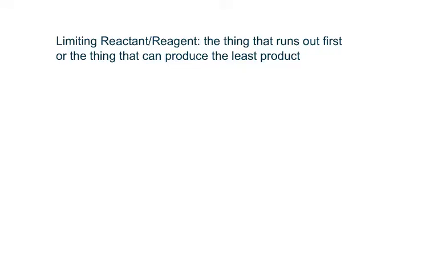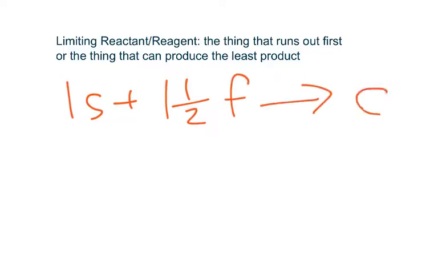In order to make a cake, let's say we need 1 cup of sugar and 1.5 cups of flour, and that will produce 1 cake. So in a way, the reaction for this process is as follows. So what if I said I had 6 cups of sugar and 6 cups of flour? How many cakes could I make from that?